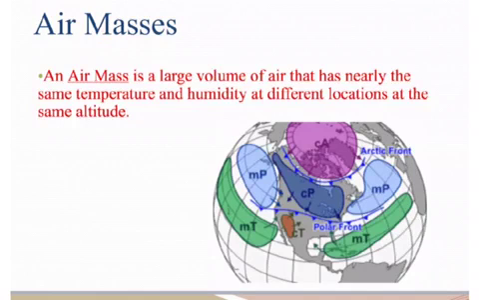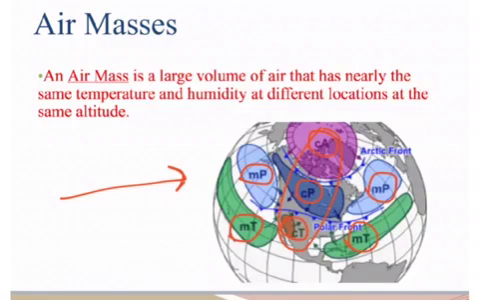So I'm going to come back to this slide because I want to point out, now that you look at this globe, it may look a little bit different to you. You have maritime tropical, maritime polar, continental Arctic, continental polar, maritime polar, and maritime tropical, and down here we have a continental tropical. All of these are formed either over land, these are all continental, or oceans.